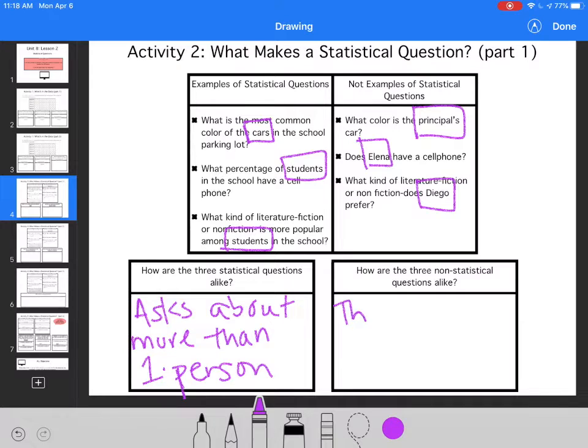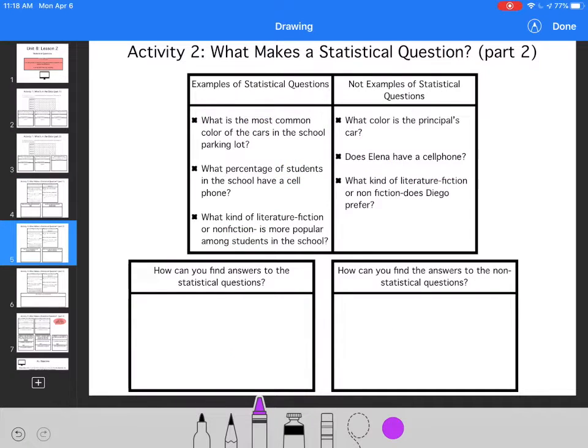They only ask about one person. So statistical questions ask about more than one person. Non-statistical questions ask about only one person.